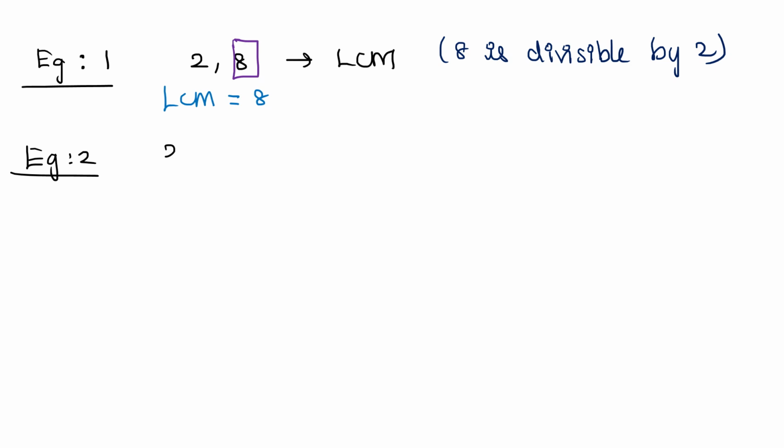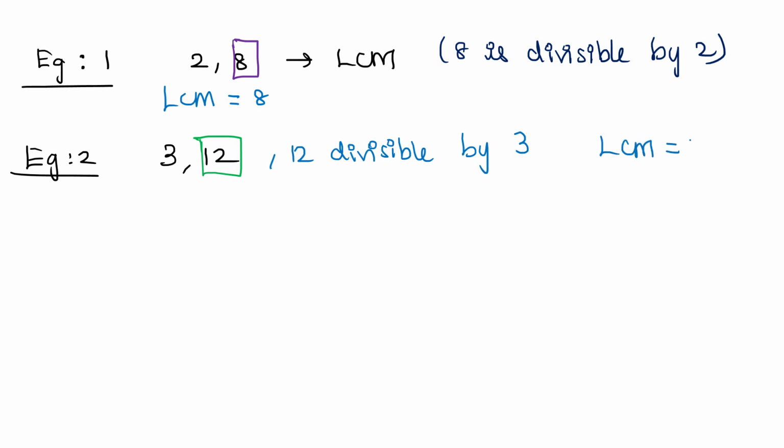Example 2, I am taking 3 and 12. Similarly, I choose the biggest number, which is 12. 12 is divisible by 3, you know. If 12 is divisible by 3, then you can conclude that the LCM is 12. Now let's move on to example 3. I'm going to take two numbers where it won't be divisible. Suppose I take 2 and 13.